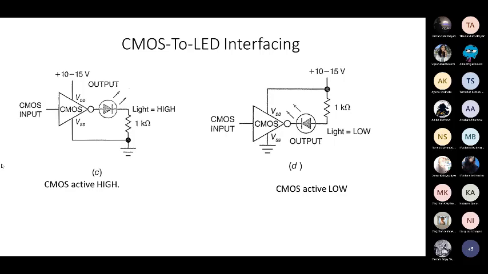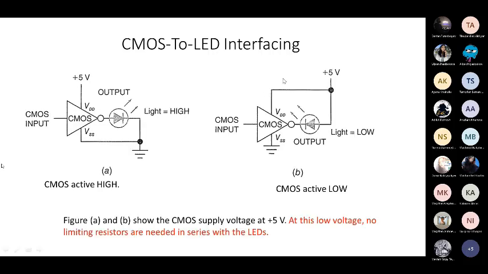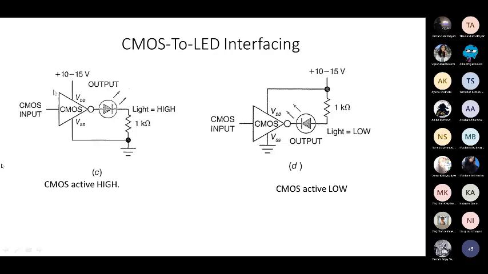Okay, next CMOS to LED interfacing. So here what difference? Here actually when it's 5 volts, you do not need to use series resistance. When your CMOS operates on 5 volts, you do not need to use series resistance. But here you can see when it operates in the range of 10-15 volts, it can burn your LED. For this reason, you need to connect some limiting resistor. We call this limiting. Why? Because it limits current through the LED.